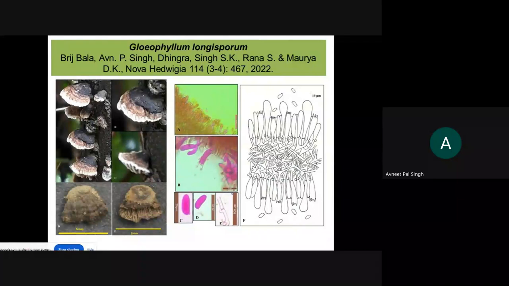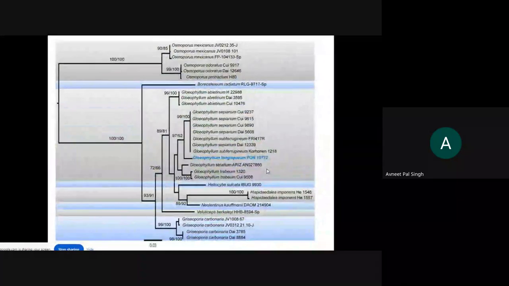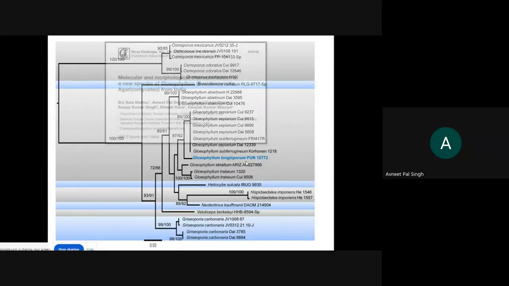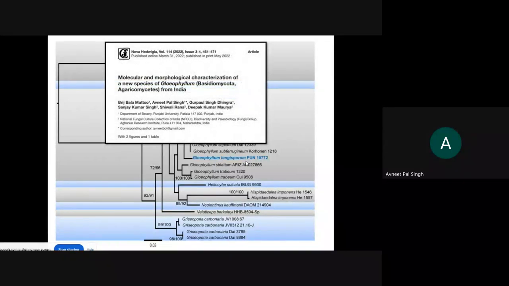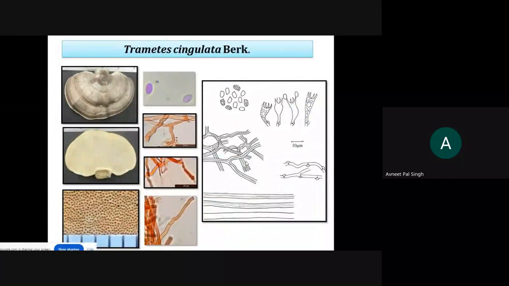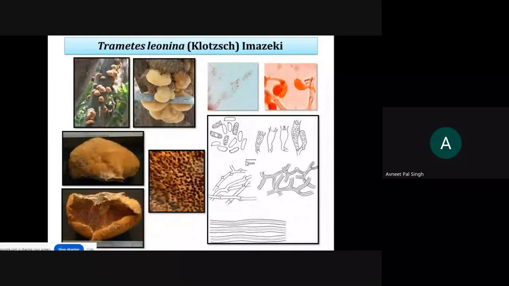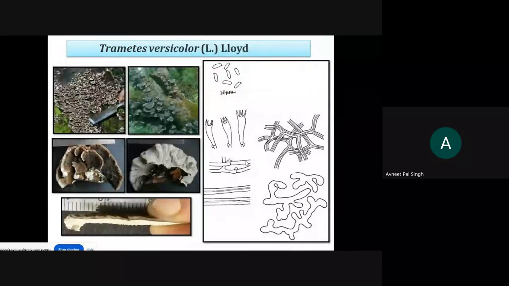species of the genus Gloeophyllum. Then we put ourselves to the test. We conducted multi-gene based molecular phylogenetic studies, and that proved that morphology is very well supported by the molecular phylogenetic studies. Based on that, in 2022, we published a new species in that genus, Gloeophyllum. So the journey continues. Based on this, we have described a large number of species and have come across a lot of variation in these morphological features.